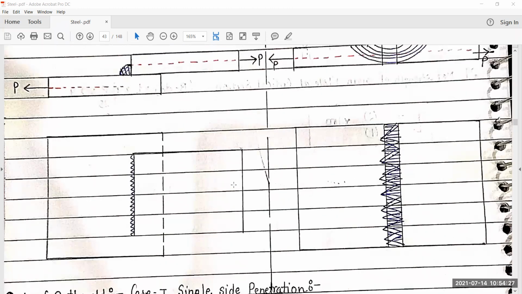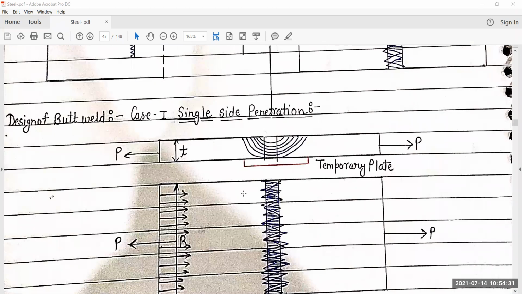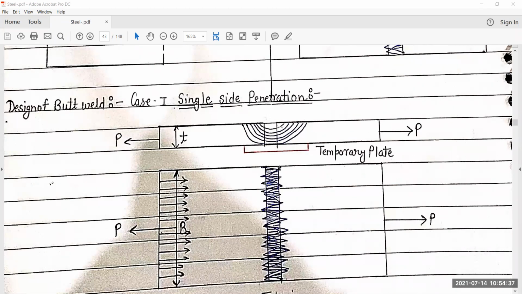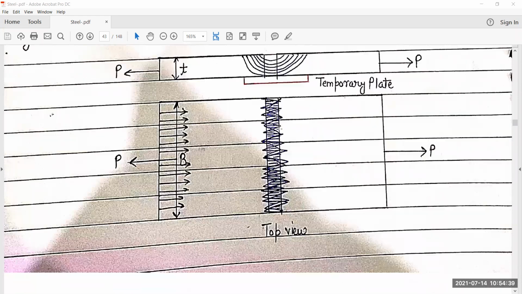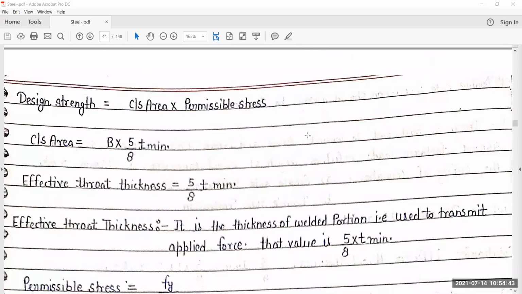Okay. So this is butt joint, the design of butt weld. Altogether the butt joint is single side penetration. See in the image the top view of the image and the temporary plate. The design strength equals cross section area into permissible stress, cross section area being 518 minimum.